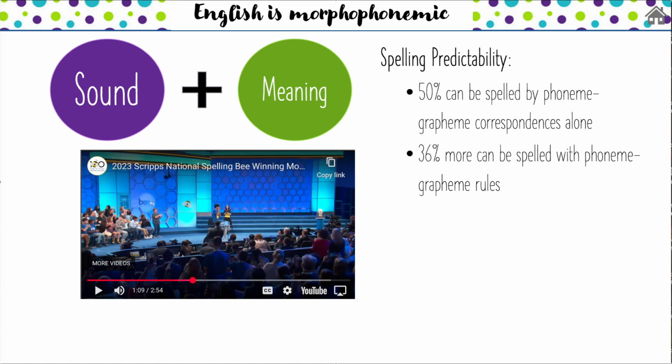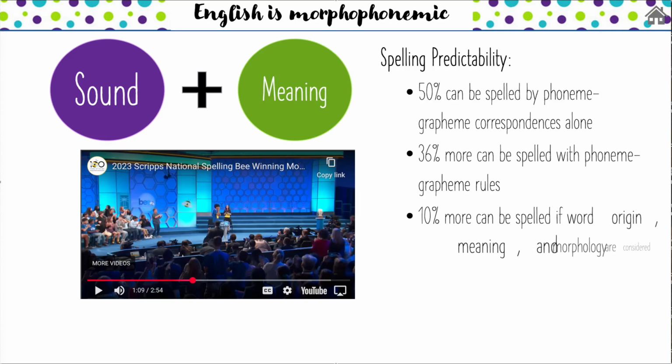Or you might use DGE to represent the J sound when it follows a short vowel. So these ones now get us to 86% of our language. We can grab 10% more of our words if we look at the word origin, the meaning, and the morphology. And that's what you noticed Dev Shah was asking for, those pieces. So now we're at 96% of our language. Knowing what the spelling will be and the predictability is pretty high.